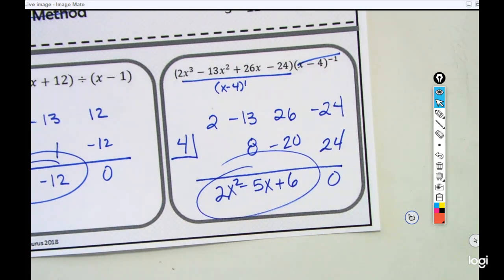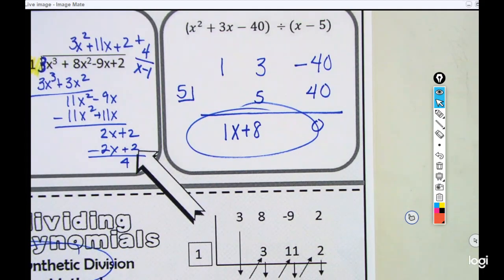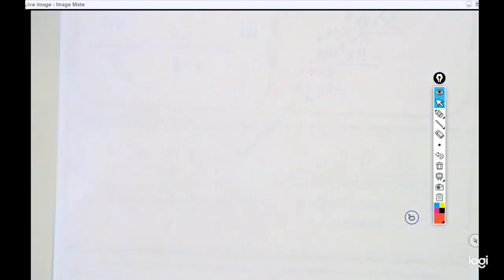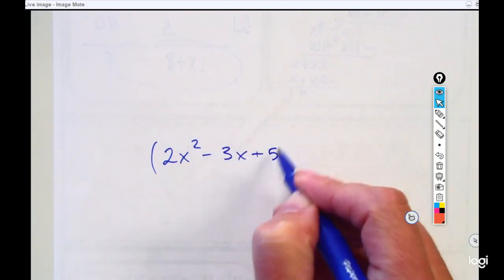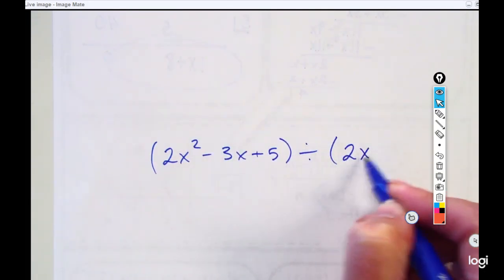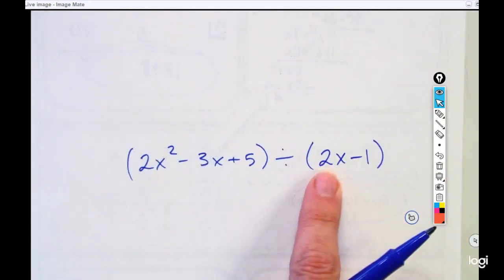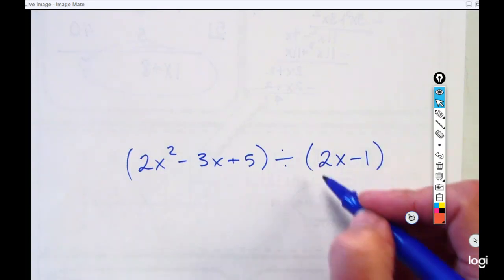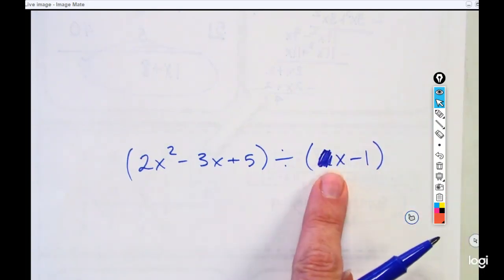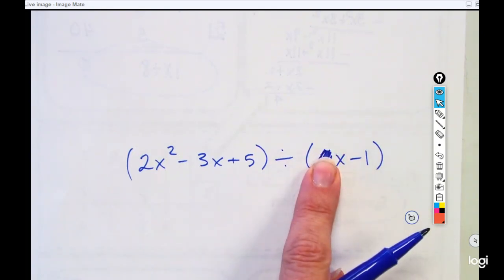You love it? I love it. What do you mean by what? So if, that's a fair question. If we had 2x squared minus 3x plus 5, and that was divided by 2x minus 1, because of that 2 right there, I can't do synthetic division as it's written. There's a trick that I don't need to show you yet, but there is a trick. So your leading coefficient has to be 1 on your divisor to use synthetic division.